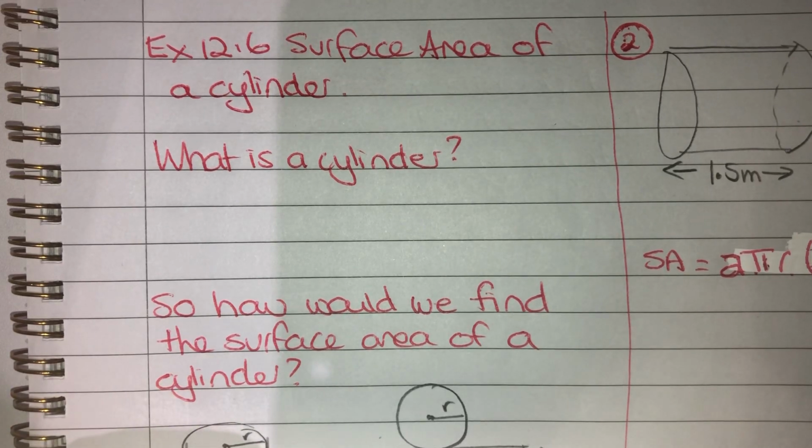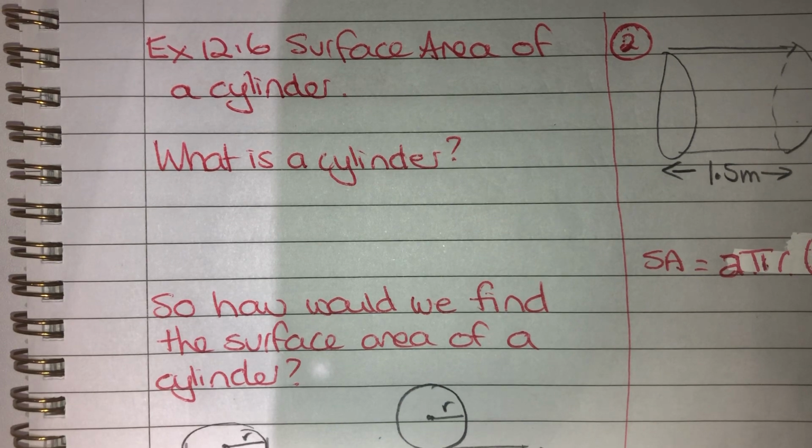So 12.6 is next, and it's still talking about surface area, but it is specific to surface area of a cylinder. So they've broken this away from triangular prisms and rectangular and square prisms and made an exercise for itself because it's a little bit more detailed. It gives a specific formula.